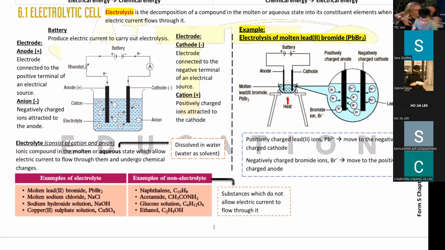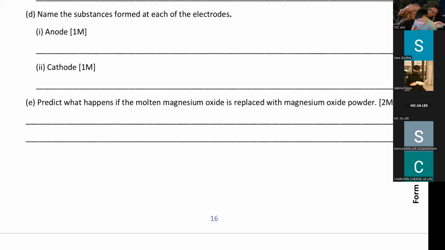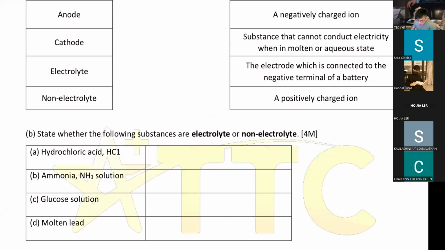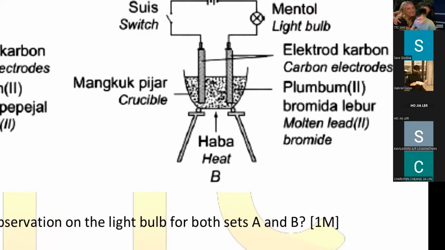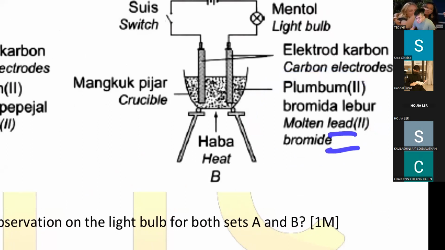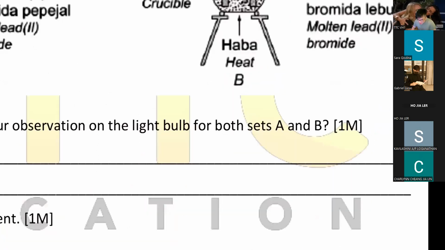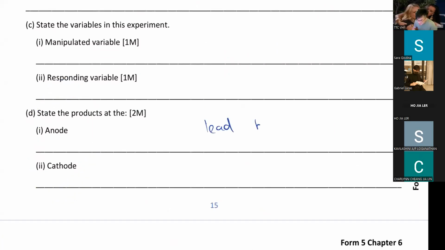Right, before I move on, guys, can we please go to the exercise real quick? Because I want to talk about something that is related to what we are going to talk about later. Can you please go to question 3? I think we did question 3 last week. Do you remember what this is? Lead bromide is our electrolyte. Please go to question D. So lead bromide, this guy is my electrolyte.